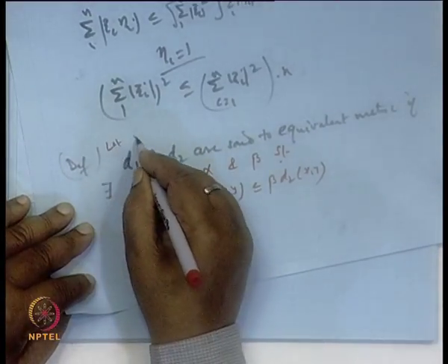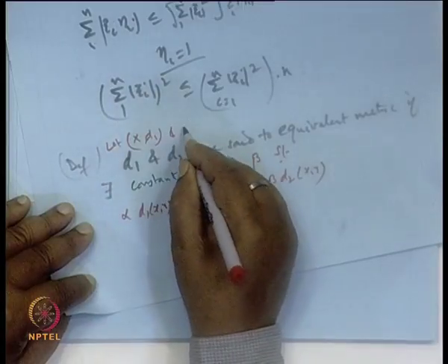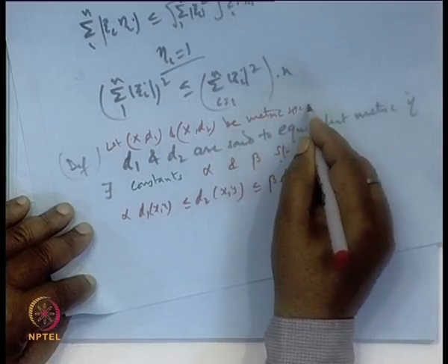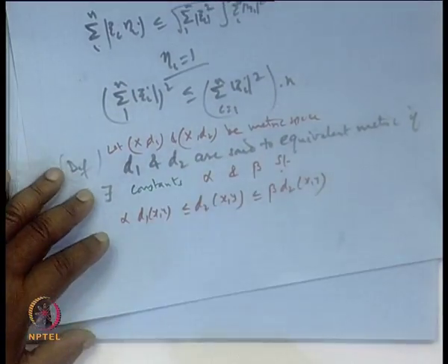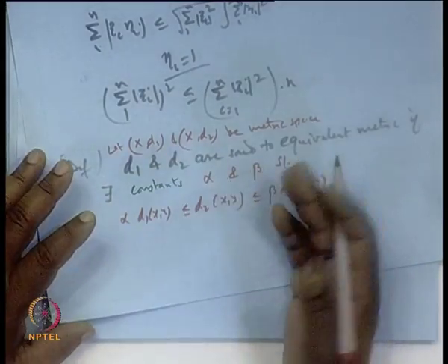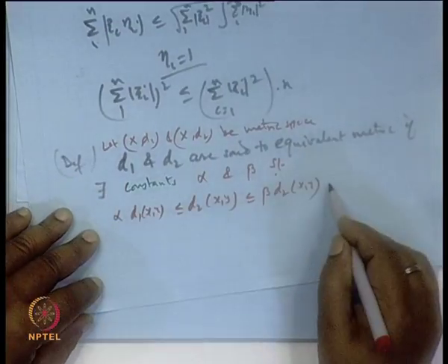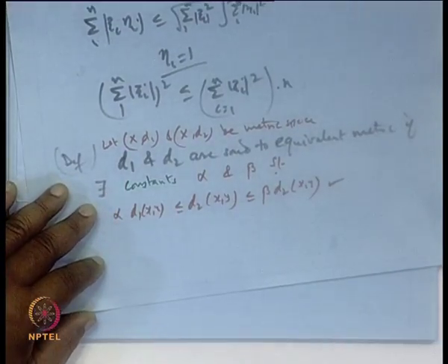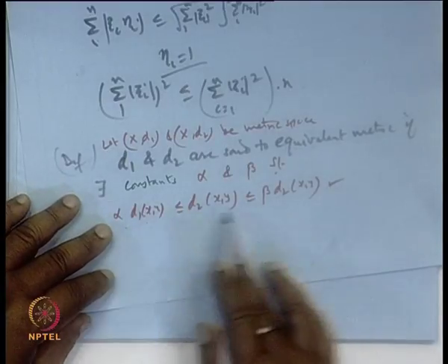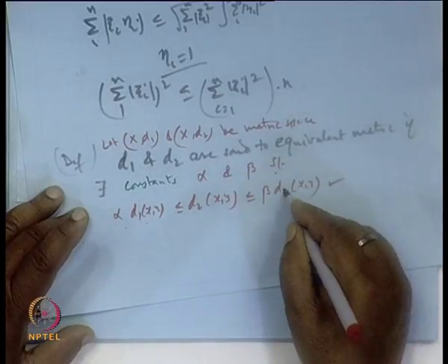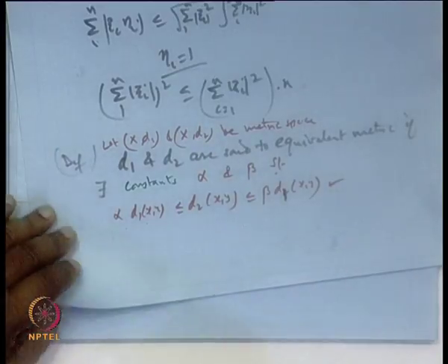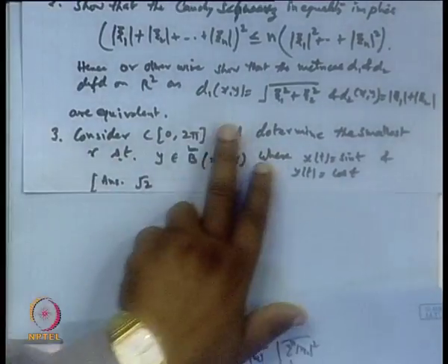Let (X, d) be a metric space, and (X, d1) and (X, d2) be metric spaces, which means d1 and d2 are the two metrics defined on X. We say d1 and d2 are equivalent metrics. Strong and weaker is different. Equivalent metrics means this condition has to be satisfied. That is, there exist constants such that d2(x, y) lies between alpha times d1 and beta times d1. Sorry, this is d1. Okay? Clear?